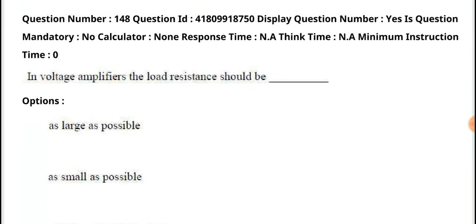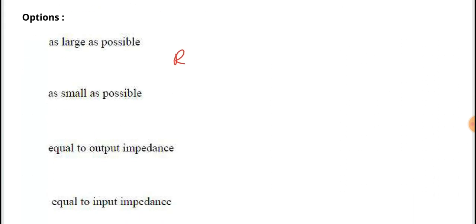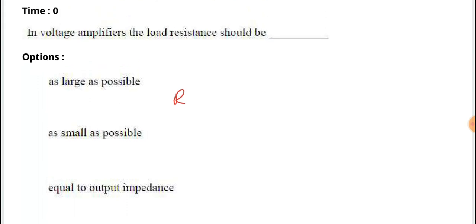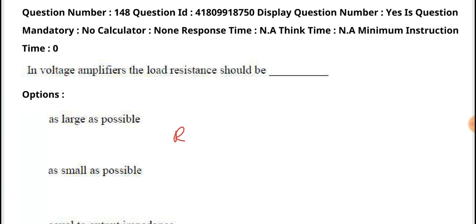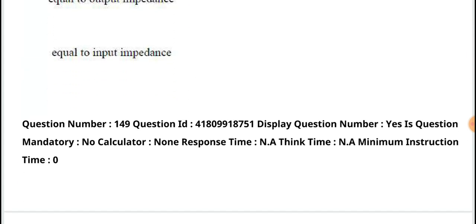For a voltage amplifier, the load resistance should be... The options are: as large as possible, as small as possible, equal to output impedance, and equal to input impedance. For a voltage amplifier, the load resistance should be as high as possible. So the answer will be A. Okay, next one.